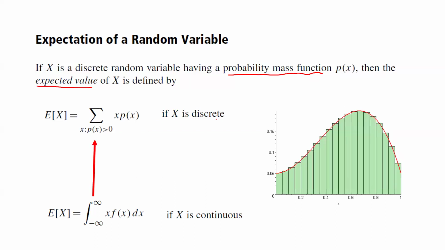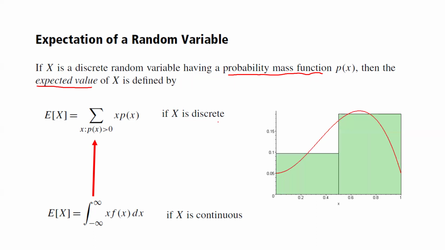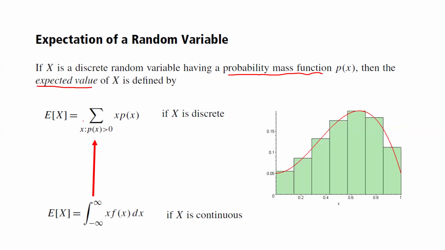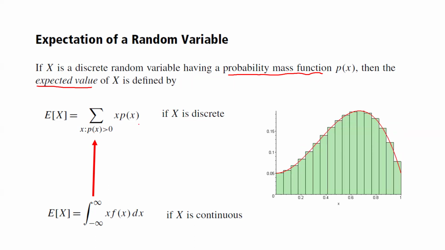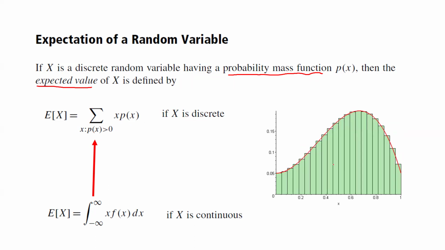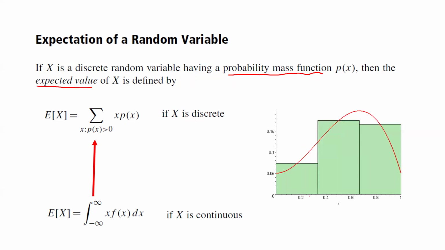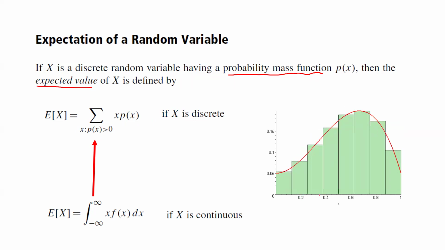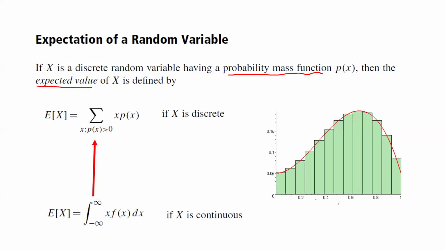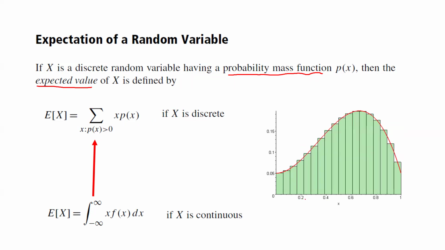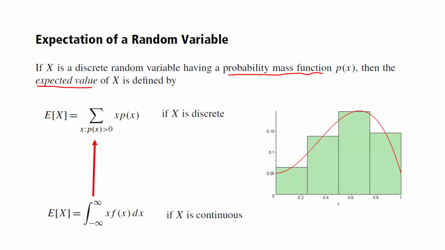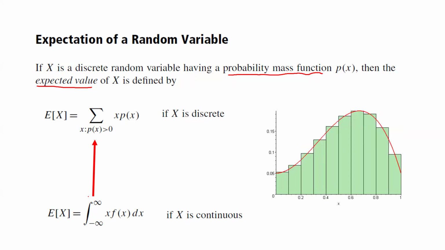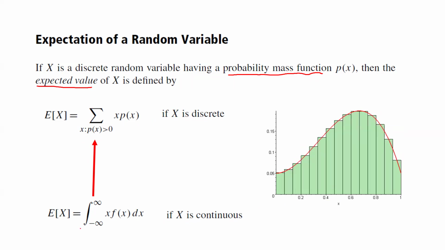When you have a discrete random variable, that variable is countable. So we expect to have the summation of x times the probability of x. But as we increase the number of bars, the distance between the values on the horizontal line is getting smaller and smaller, and you get a continuous random variable. So this Riemann sum becomes the integral.